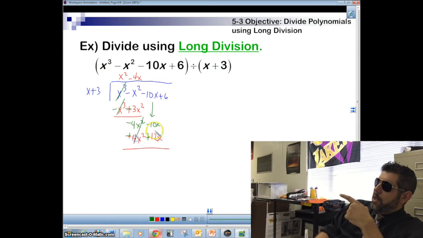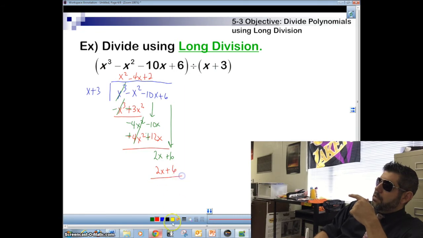All right, so we subtract these guys here, and then we add these two, and we get 2x. Bring down the 6. Then we add 2 to that, because 2 times x is 2x. 2 times 3 is 6. What? Look at that, how beautiful. Our remainder is 0. So our answer is x squared minus 4x plus 2.